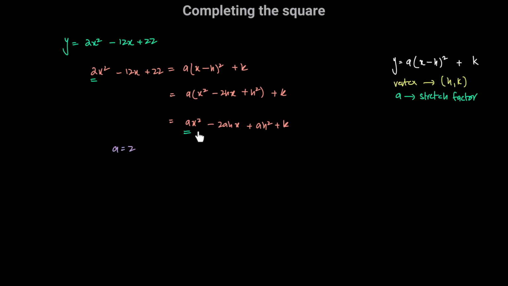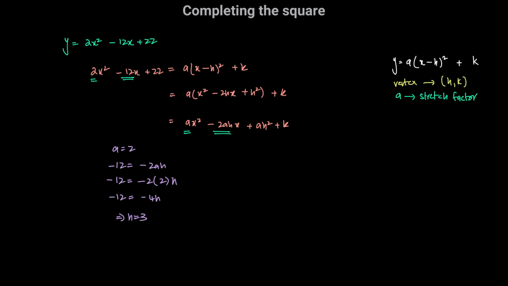The coefficients of x also have to be the same on both sides. So on the left hand side, the coefficient of x is negative 12. And on the right hand side, the coefficient of x is negative 2ah. So we can say that negative 12 is equal to negative 2ah. And we already found a, so we have negative 12 is equal to negative 2 times 2 times h. So we can say that negative 12 is equal to negative 4h, and therefore h is equal to 3.